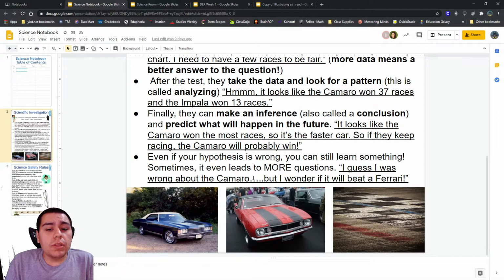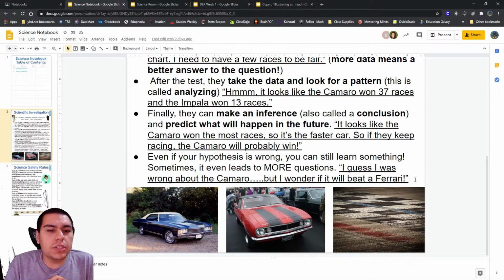So even if you were wrong with your hypothesis, you can still learn something, and sometimes that'll even give scientists even more questions. So in this case, it says, I guess I was wrong about the Camaro, but I wonder if it will beat a Ferrari. So now they're already thinking, okay, if it was faster than this car, is it faster than this other car? If they were going to do this experiment again to see if it was faster than the Ferrari, what would they have to change?